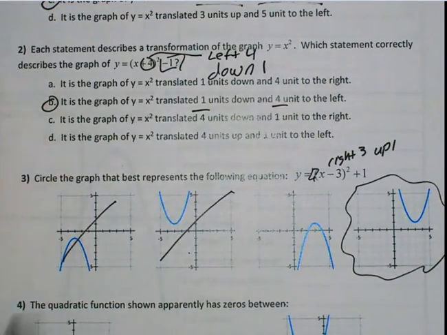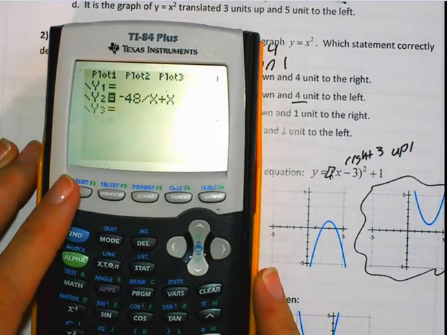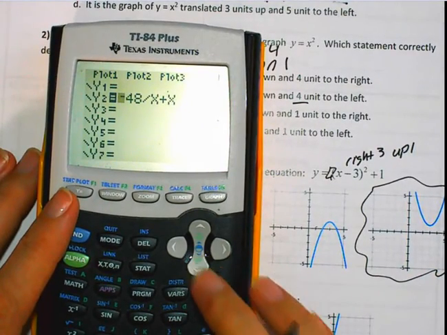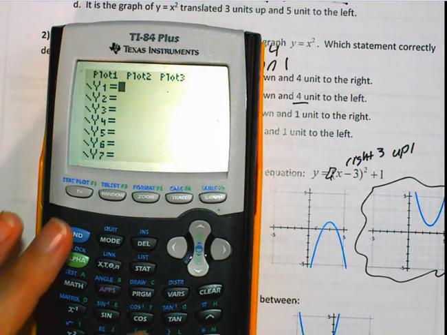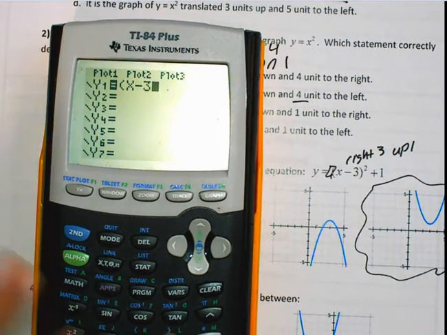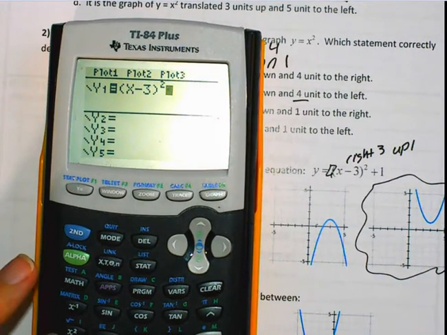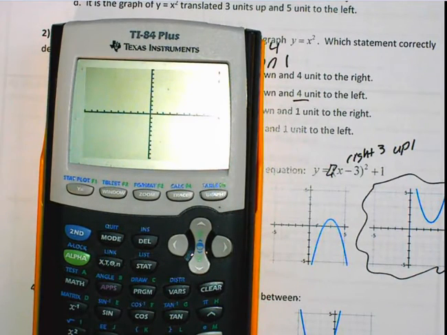But just to double check, make sure that you put it into the calculator. So we're going to go to y equals, clear out anything in y equals, and then we're going to put our function, x minus 3 squared plus 1. Zoom 6 gives you the standard viewing window, and that is the correct answer.